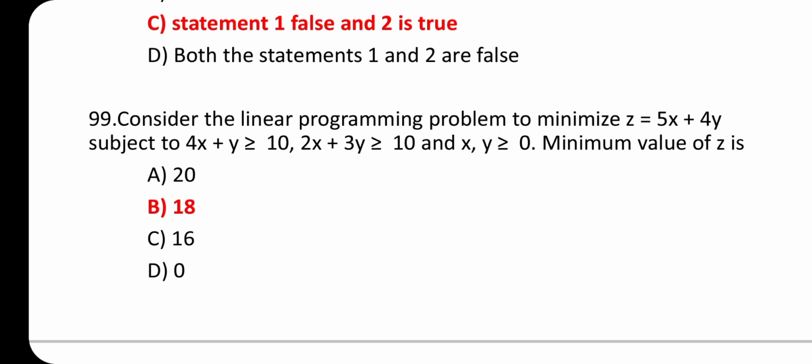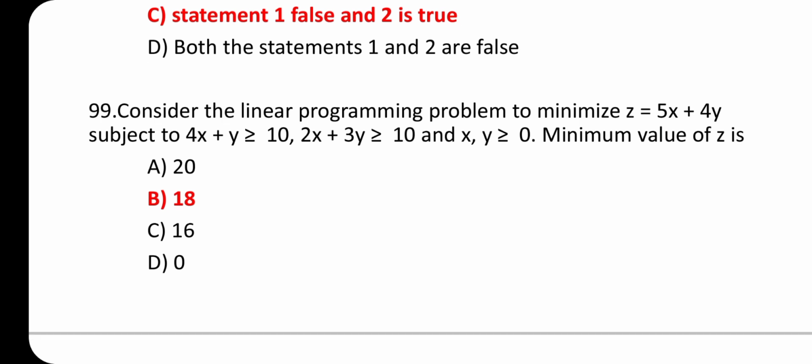Consider the linear programming problem to minimize z equal to 5x plus 4y subject to 4x plus y greater than or equal to 10, 2x plus 3y greater than or equal to 10 and x, y greater than or equal to 0. Minimum value of z is option B, 18.